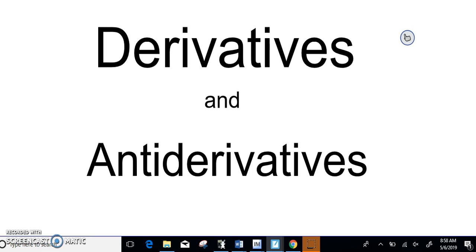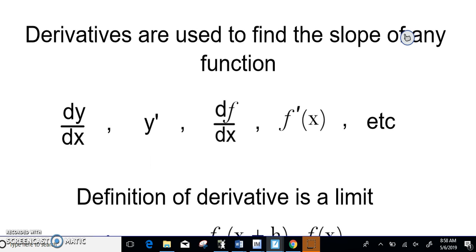So this is not going to be something that's long and drawn out. It's just the basics, and it should be easy for you. All right, so let's take a look at this first page here. And here we're talking about derivatives are used to find the slope of any function. So that could be like a linear function, could be quadratic function, cubic function, log function, exponential, every type of function, even trig functions.